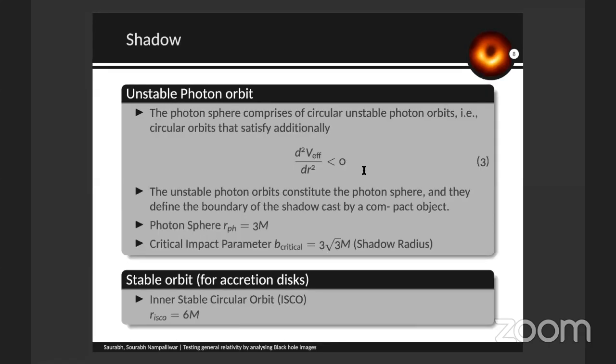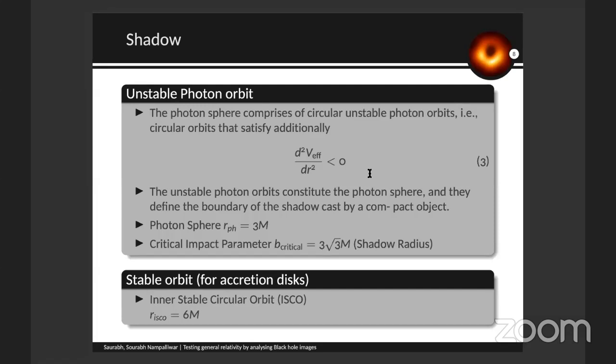So the shadow formation, how does it happen? It's a very interesting process. What we try to do is we try to see the effective potential, if we are having some maxima for that effective potential. Now, if there is some maxima for that effective potential, it actually constitutes to unstable photon orbits, which actually constitutes to a very interesting phenomenon called the photon sphere. And that actually gives us the boundary that the shadow might cast by that particular compact object.